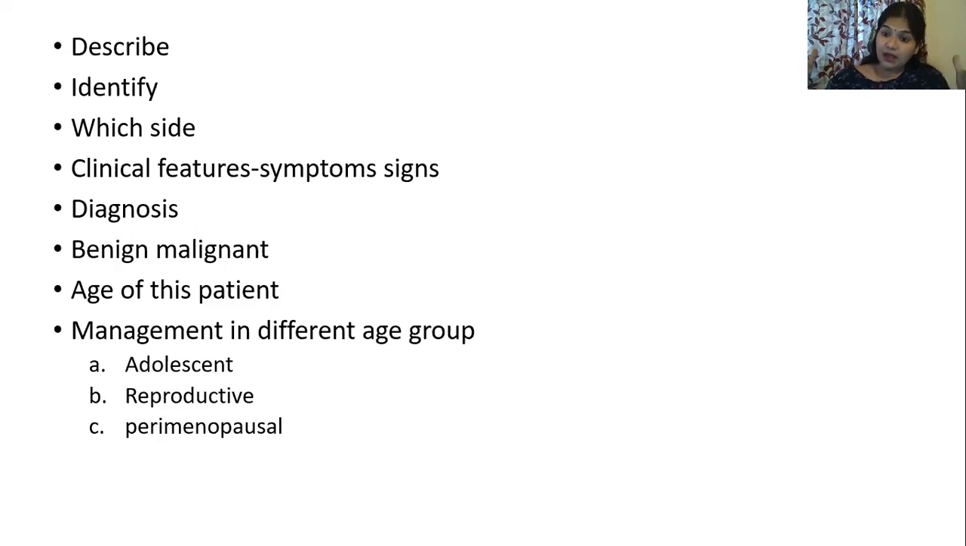And if it's a big mass, it is going to cause pressure symptoms on the ureter and the surrounding structures. And if you're suspicious about malignancy, then you must know how much other organs are involved. In that case, you will have to do CT and MRI of the pelvis and abdomen also. Now, the examiner might ask you, looking at the specimen, do you feel this is benign or malignant? Now, there are definite features of benign and malignant masses.